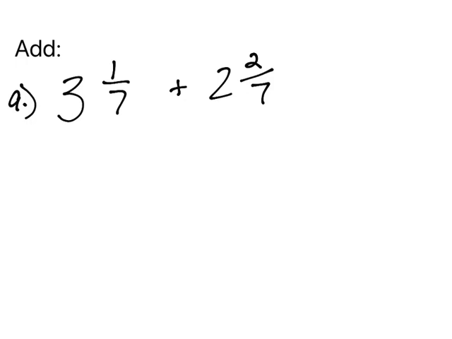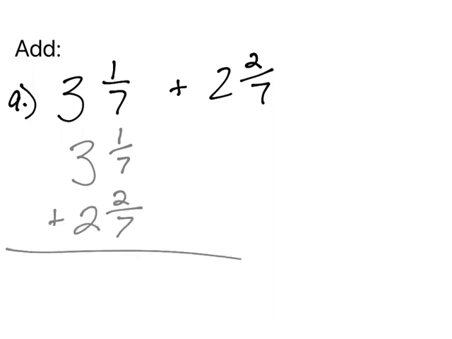3 1/7 plus 2 2/7. Well, you'll notice that our fractional parts already have common denominators. I don't know about you, but when I add fractions, I like to do this vertically. So I'm going to rewrite this 3 1/7 plus 2 2/7. Now, you can think about this in two ways. First, we look at the fractional part.